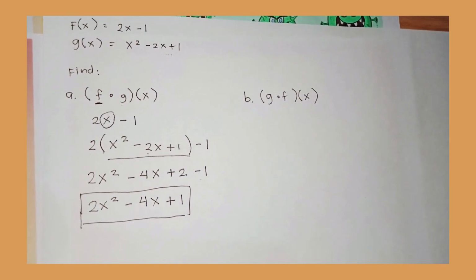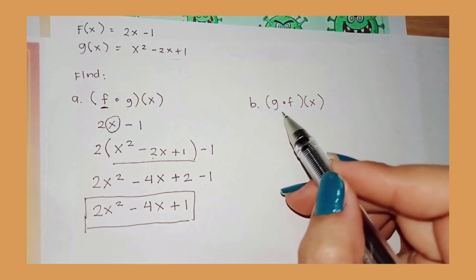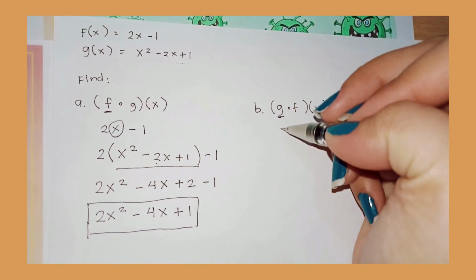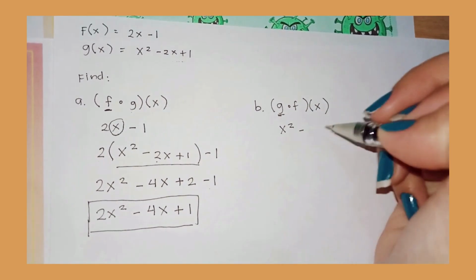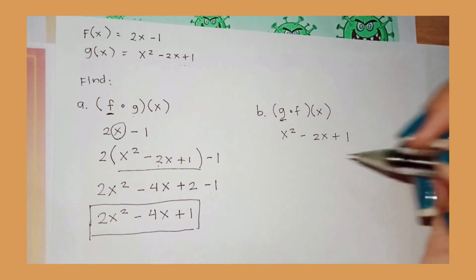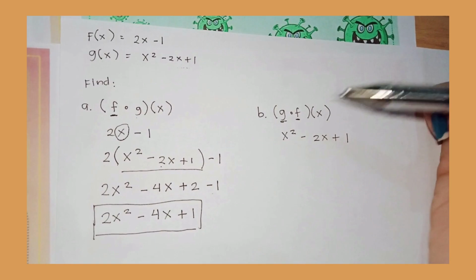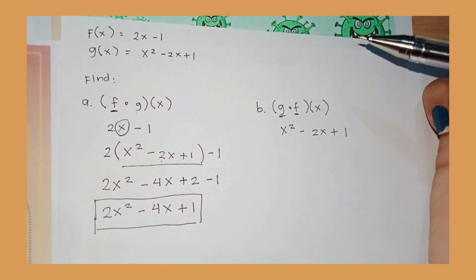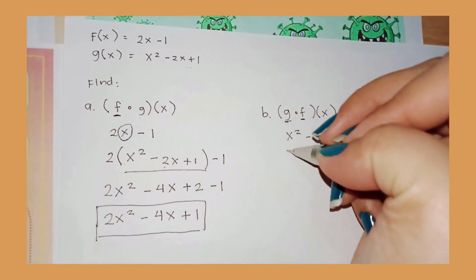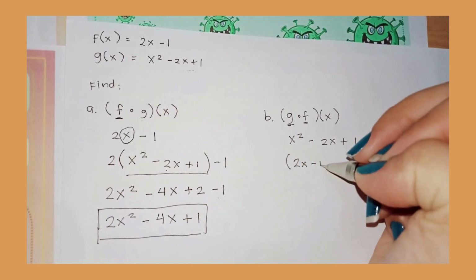Another example, letter B, g circle f of x. Nauna naman yung g natin. So, yung g ay x squared negative 2x plus 1. Ngayon, lahat ng x na nakikita nyo dyan, papalitan natin ng f. Ano ba yung f natin? 2x minus 1. So, yung x dito, papalitan ko ng f na 2x minus 1.